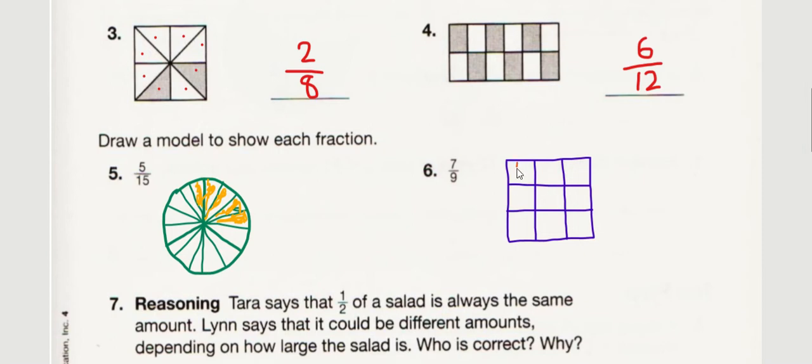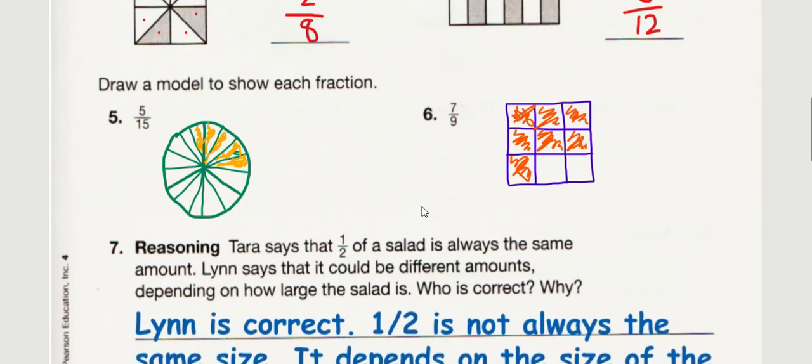Yes, 7 parts are shaded. Here we have 1, 2, 3, 4, 5, 6, and this is the 7th shaded square here. So here we have 7/9 of the square shaded.